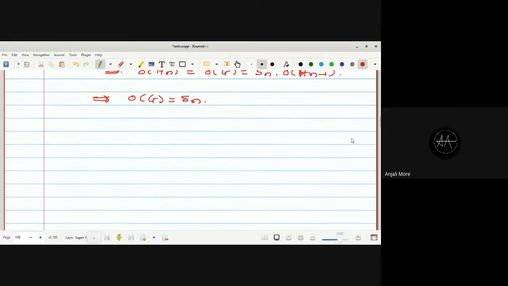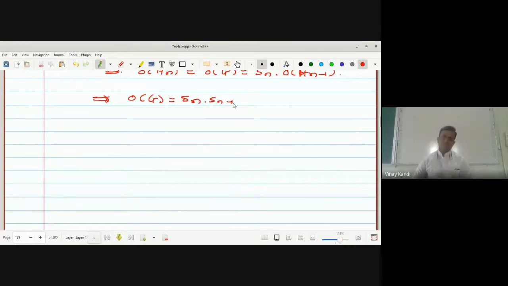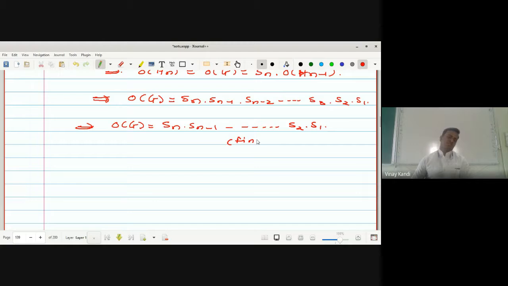Yes, sir. So here Sn minus 1 into Sn minus 2 up to so on S3 into S2 into S1. That implies order of G is equal to Sn into Sn minus 1 up to so on S2 into S1. That is finite. Hence the proof. Any doubt? No, sir.